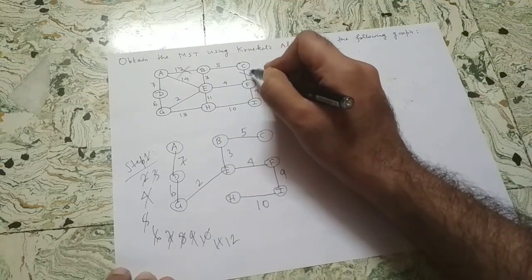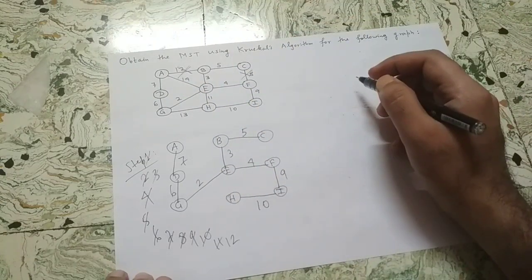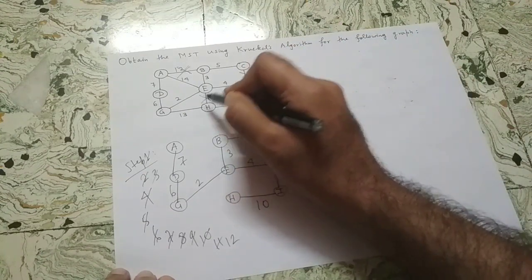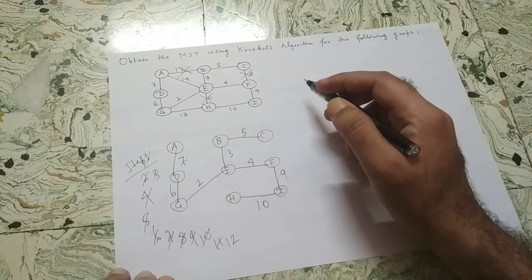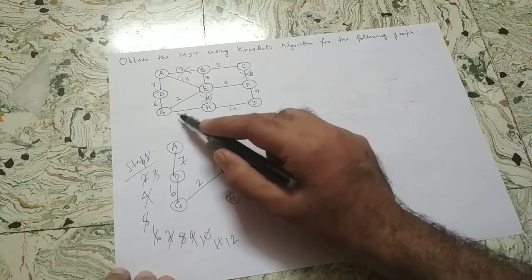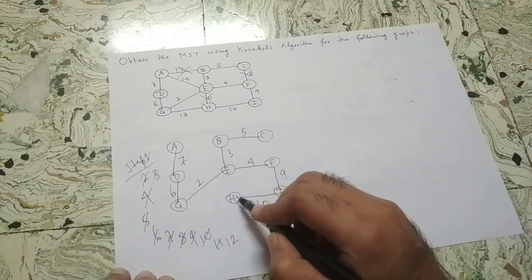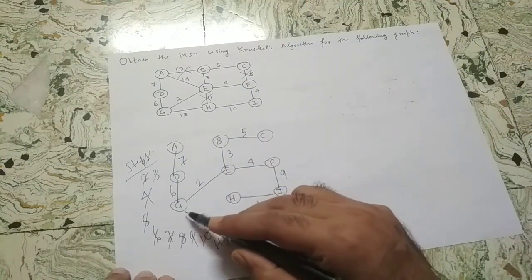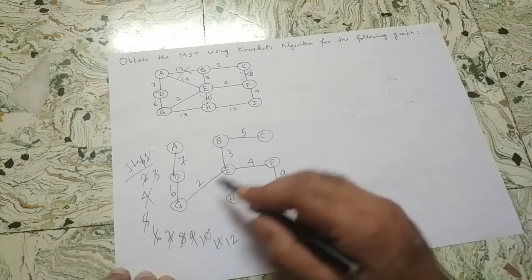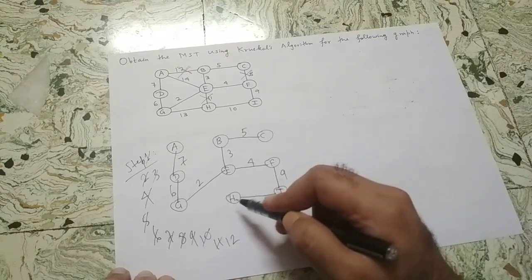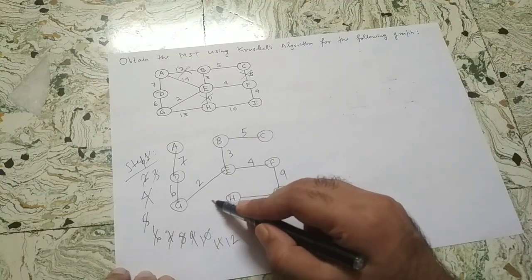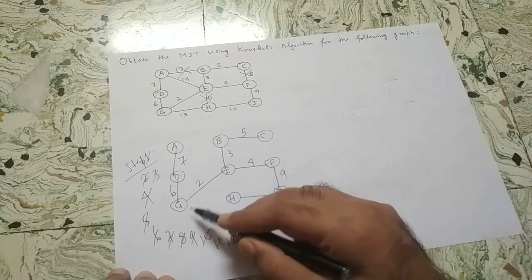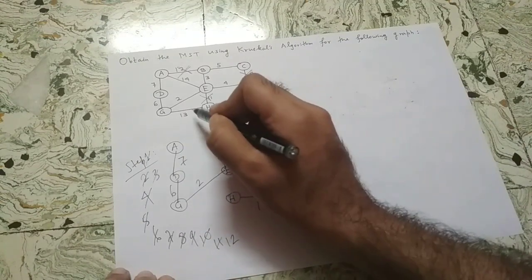I couldn't include this edge either. And I also couldn't include this edge. Now, the next edge that I should consider is this edge connecting G and H. But if I include this edge, it will lead to a closed figure. The closed figure will be G, E, F, I, H, G. So if I include this, it will lead to this closed figure, which will lead to a cycle. So I cannot include this edge.